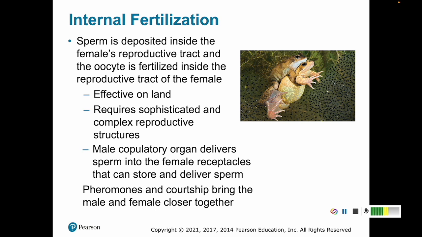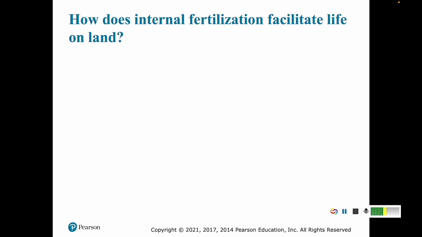However, it does require sophisticated, sometimes complex, reproductive structures. There has to be some way for a male to have some sort of copulatory organ that will put sperm into the female, and the female has to have some sort of receptacle that can store the sperm and deliver the sperm to the egg. Sometimes pheromones in courtship are used to bring male and female closer together. Okay, how does internal fertilization facilitate life on land?